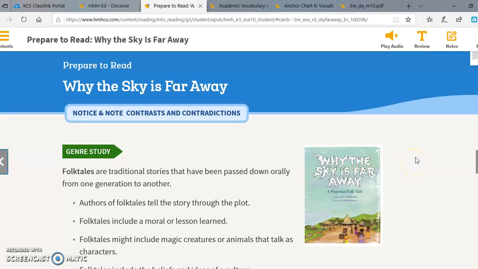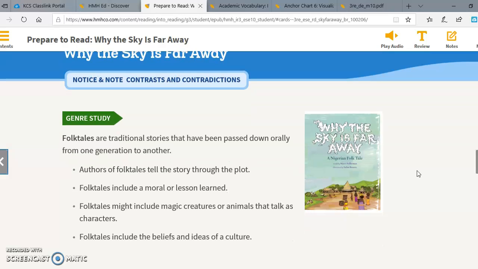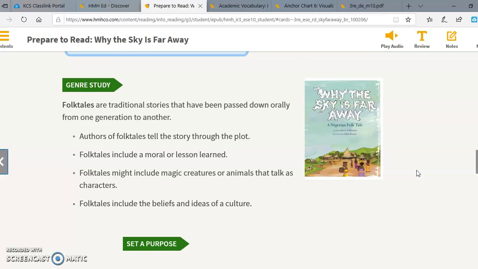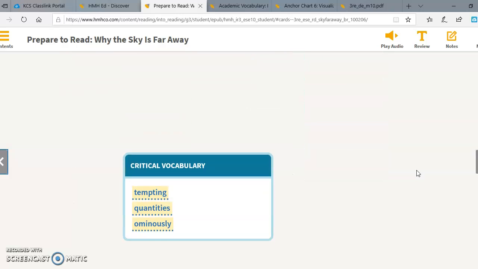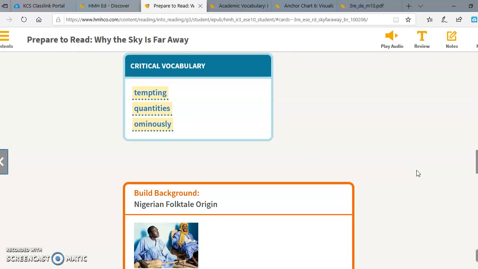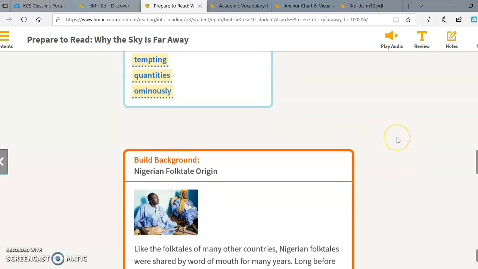Authors of folk tales tell the story through the plot. Folk tales include a moral or lesson learned. And folktales might include magic creatures or animals that talk as characters. Folktales also include the beliefs and ideas of a culture. Down here we have the list of those 3 vocabulary words again: tempting, quantities, and ominously. So we'll be listening for those as we read.